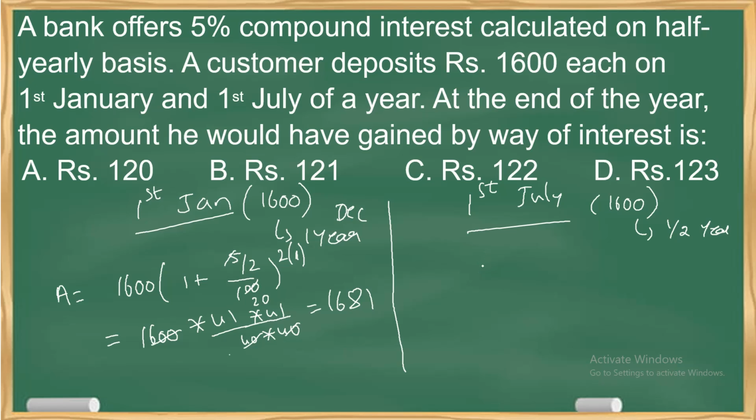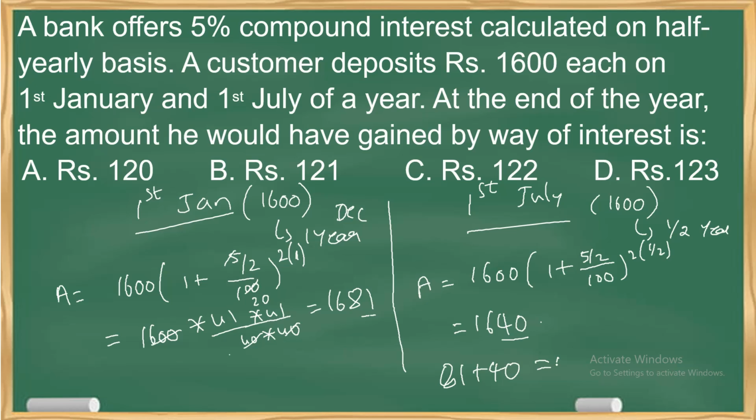I'm sorry. So now coming to this again, A is equal to 1,600 into 1 plus 5 by 2, that is R by 2 by 100 whole power 2 into half year only. Number of years is half. Okay, so that is equal to, you will get 1640 rupees. So the interest here is 81, the interest here is 40. So 81 plus 40 is equal to 121 rupees. So this is an important task you need to understand.